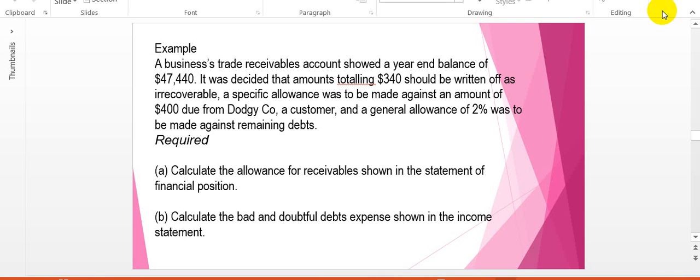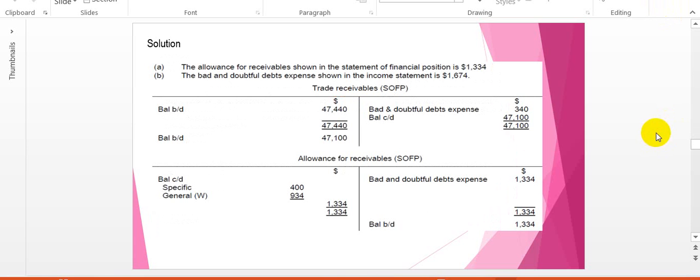The requirement again is to calculate the allowance for receivables shown in the statement of financial position, and to calculate the bad and doubtful debt expense shown in the income statement. So we have our T account.